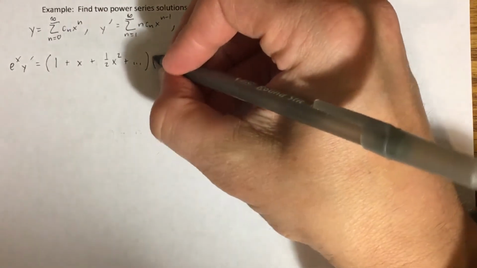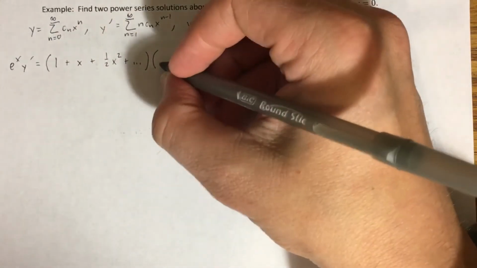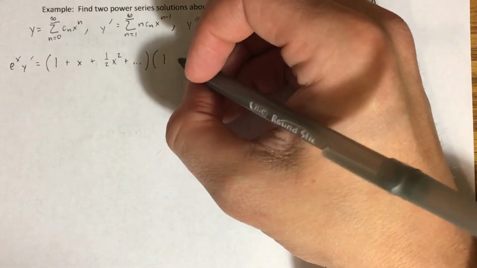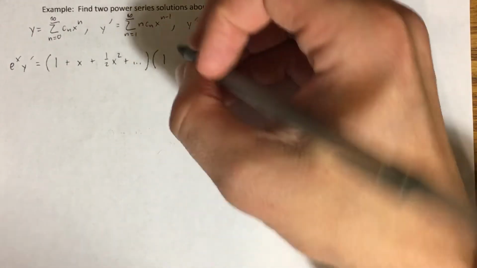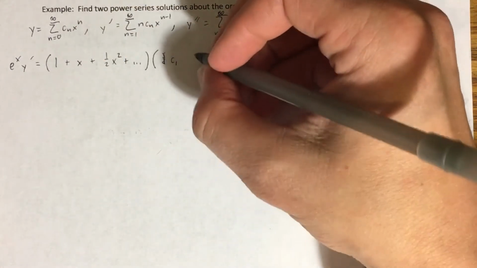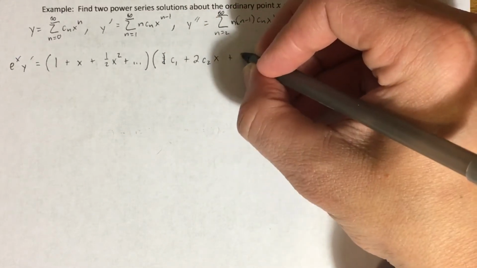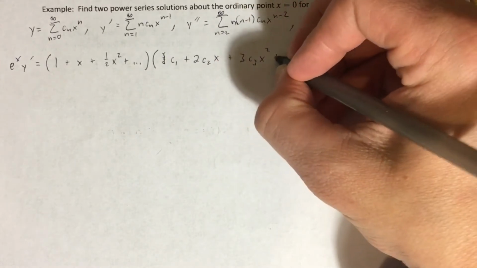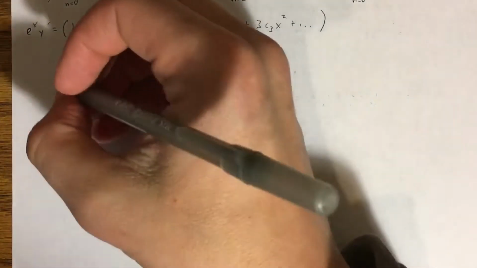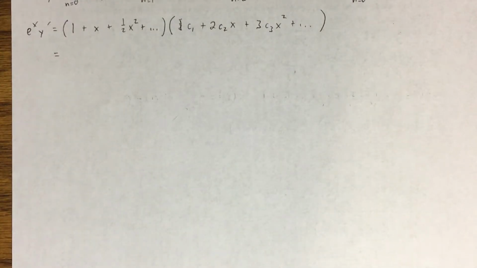y prime is going to look like, so here's y prime, starting with n equals 1. That's going to look like, sorry, it's going to look like c1. Let me change that to a c1 because we have these coefficients in here. c1 plus 2c2 x plus 3c3 x squared plus ... And again, only going out as far as the x squared term, it'll be sufficient for what we're trying to do here.